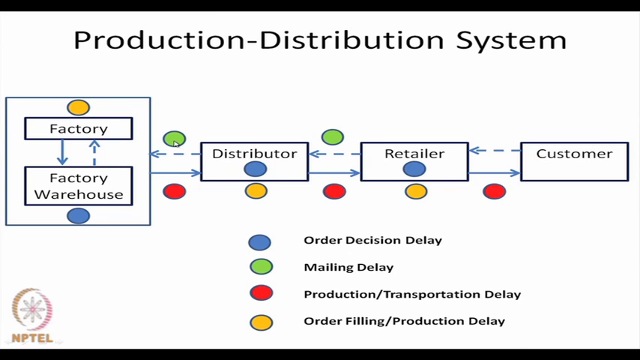It places an order, there is a mailing delay, then it goes to the factory warehouse. Factory warehouse once again supplies the material if it is having, and then when factory warehouse's inventory is less, it places an order with the factory production rate, and then the factory produces it. So, this is the production delay, and factory supplies it to the factory warehouse, supplies it to the distributor, to retailer, and finally retailer to the customer. So, this is the way in which the production distribution system works.